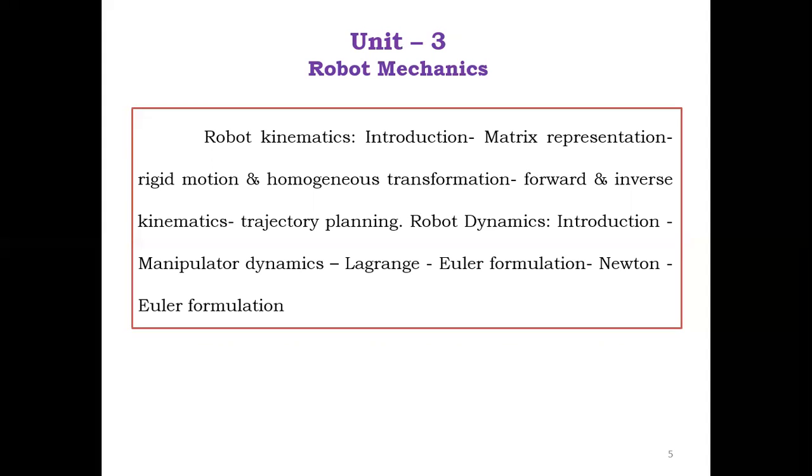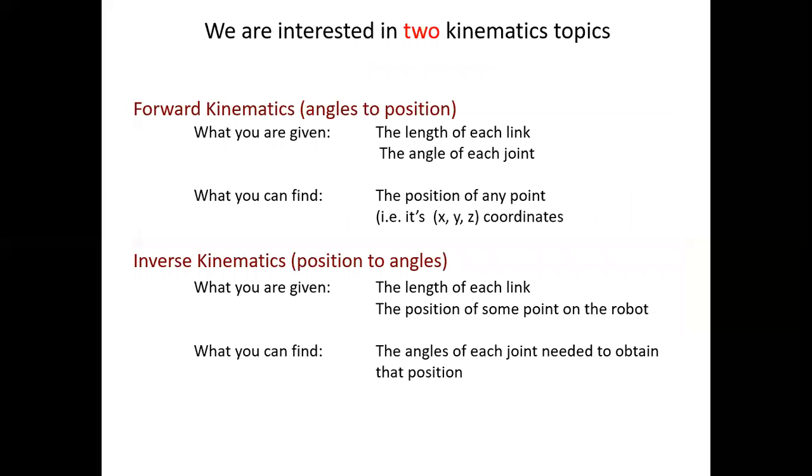Let's see the first half. There are two concepts we need to know: forward kinematics and inverse kinematics. Forward kinematics means angle to position. Using the angles of the links, we find the position of the end effector. What is given is the length of each joint and the angle of each joint, that is L1, theta 1 and theta 2. What we need to find is the position of the point, that is the x, y, z coordinates. That is forward kinematics.